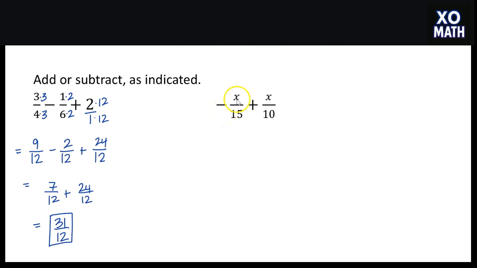In this example, I have negative x over 15 plus x over 10. Even though there are variables involved, in order to add these, we still need to find common denominators. Between 15 and 10, the least common multiple is 30. So here, we're going to rewrite each of these with a denominator of 30. 15 times 2 is 30. And multiplying the numerator by 2, I end up with 2x. On the right, 10 times 3 is 30. Multiplying that numerator by 3, I have 3x.